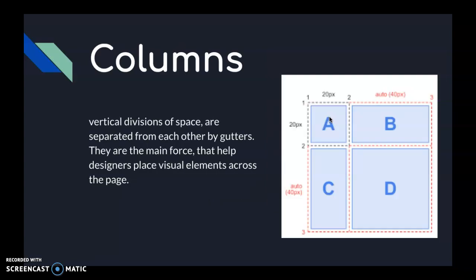Alright, columns are vertical divisions of space separated from each other by gutters. They are the main force that helps designers place visual elements across the page. So like A, B, C, and D, they're all columns, different sizes. They don't have to be one specific size. And each column will contain something different, whether it be a photo or a paragraph, and so on and so forth.